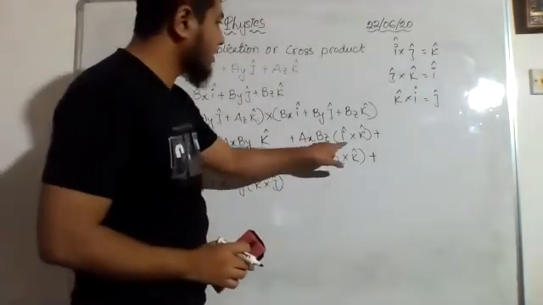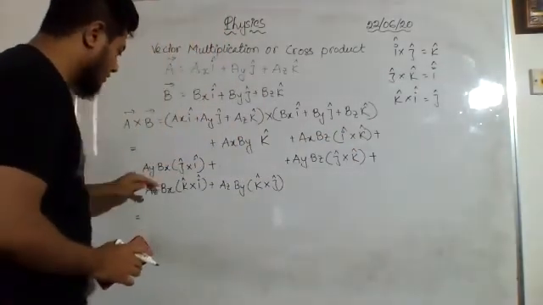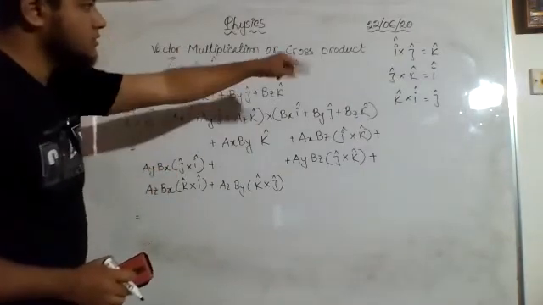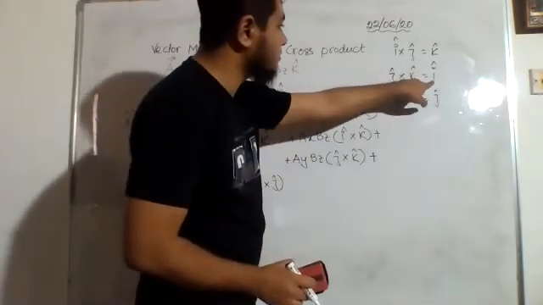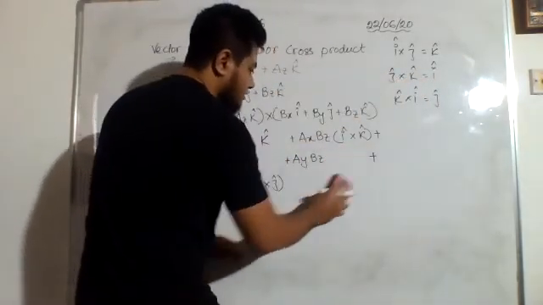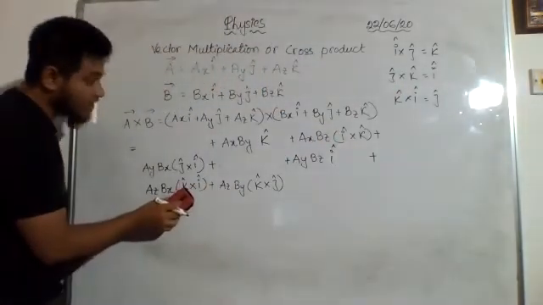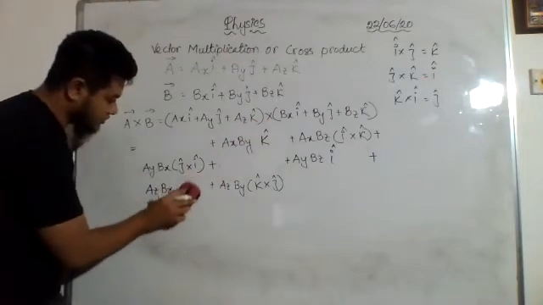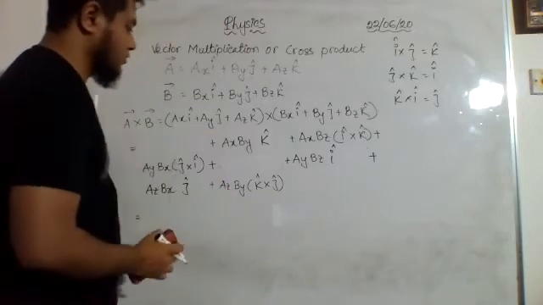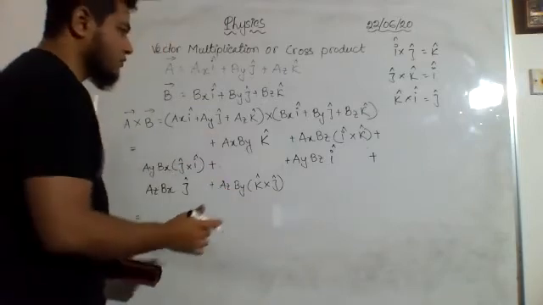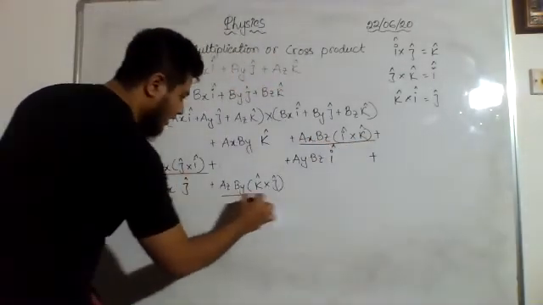Then i cross k, no serial found here, so we will deal with it later. Then j cross i, it is also not there. Then j cross k is here, it is equal to i. So j cross k, I will replace it by i. Then k cross i, which will become j. Then k cross j, it is not there. Okay, so now we are left with 3 only. I have to deal with this, and this.